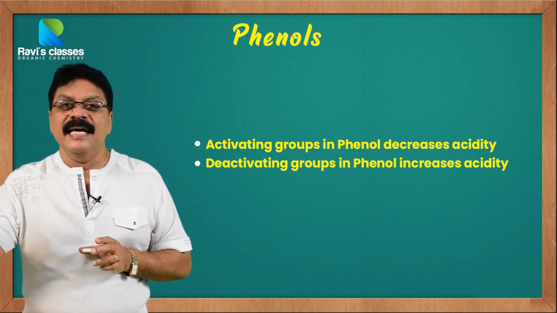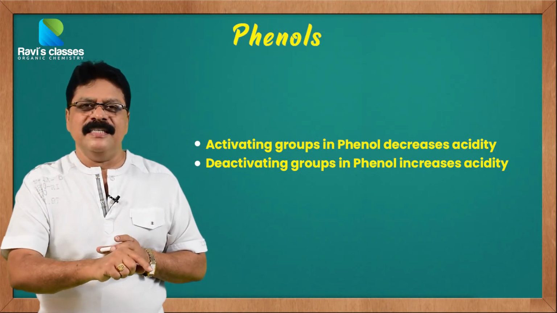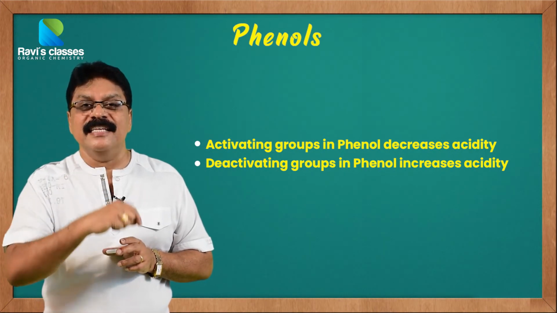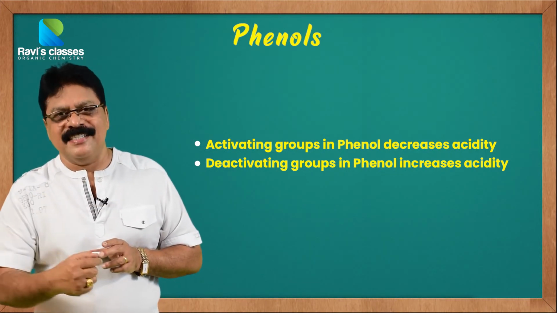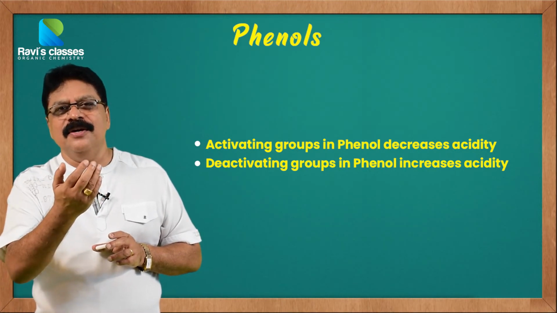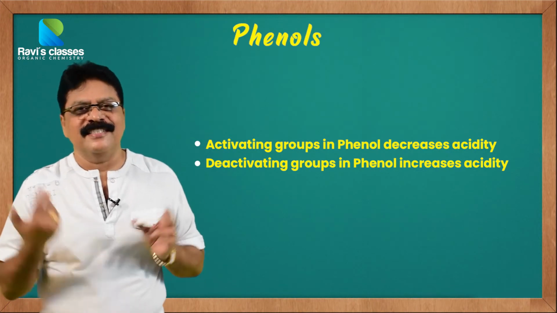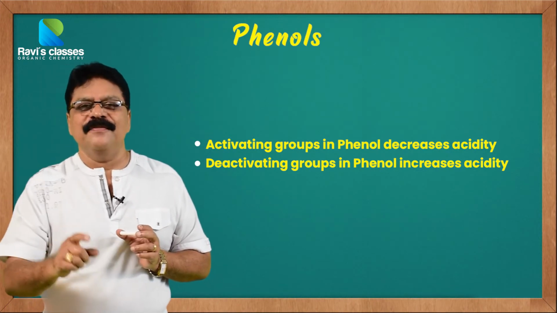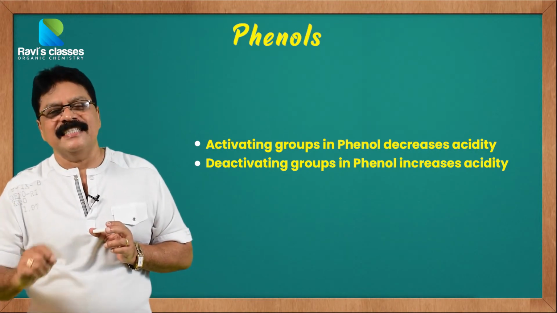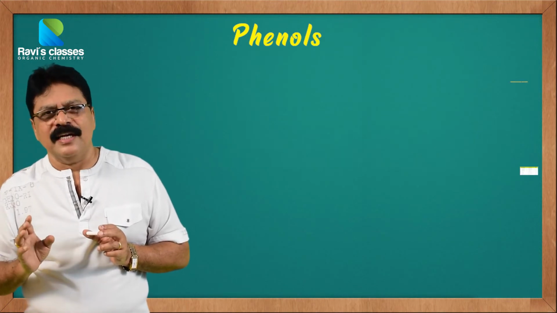CH3 is an activating group. It releases electrons into the benzene ring. Therefore, phenol's oxygen's electron cannot enter the ring easily. Therefore, it retards. All activating groups retard the entry of oxygen's electron into the benzene ring, and therefore formation of phenoxide ion is retarded. Therefore, all activating groups decrease acidity. Methyl phenols are less acidic than phenols. Methyl phenols are also called cresols.